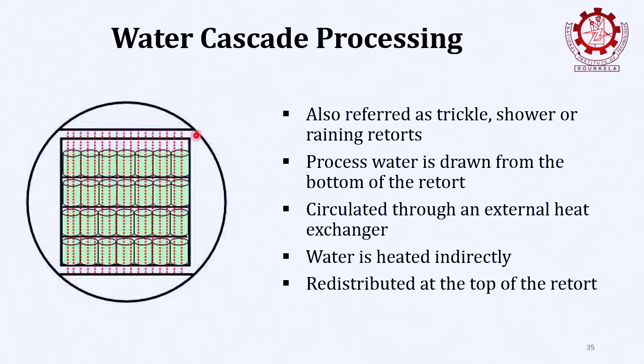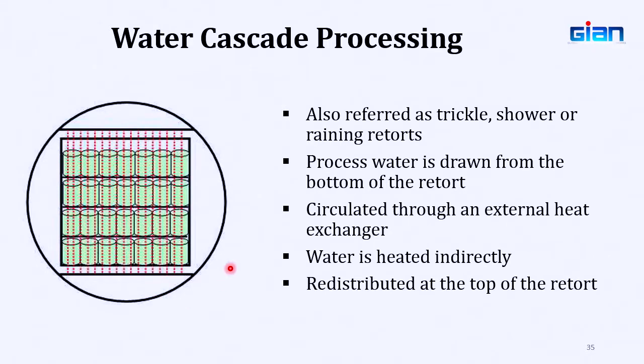In the case of a water cascade system, this is how the design is. So you have containers stacked together and you allow hot water. Of course, the entire system is under pressure, because if it was not under pressure, you won't be able to have the hot water falling over these cans. So you have high pressure hot water trickling down through these cans and coming down. You collect it from the bottom. It will lose some of the heat because it will give heat to the cans and its temperature will be lower.